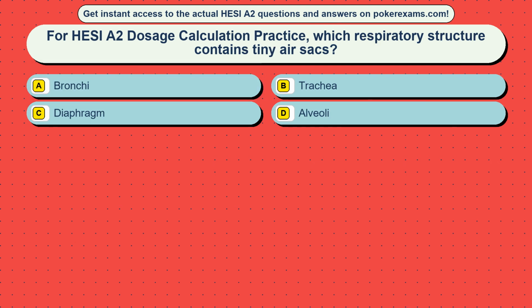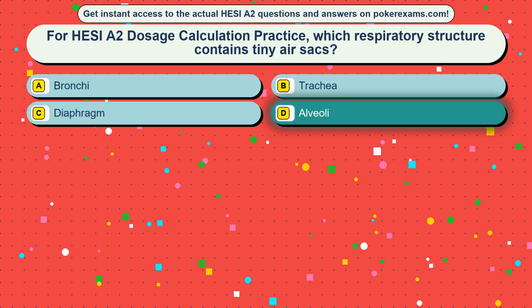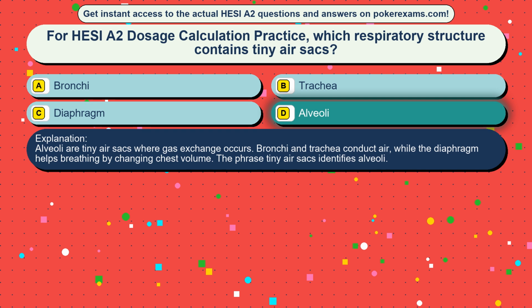Question 42. For HESI A2 dosage calculation practice, which respiratory structure contains tiny air sacs? Option A, bronchi. Option B, trachea. Option C, diaphragm. Option D, alveoli. The correct answer is option D, alveoli. Alveoli are tiny air sacs where gas exchange occurs. Bronchi and trachea conduct air, while the diaphragm helps breathing by changing chest volume. The phrase tiny air sacs identifies alveoli.